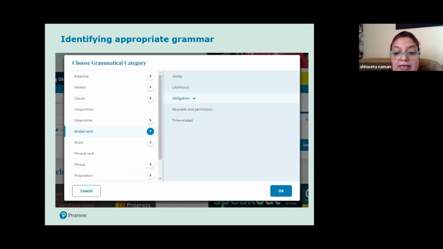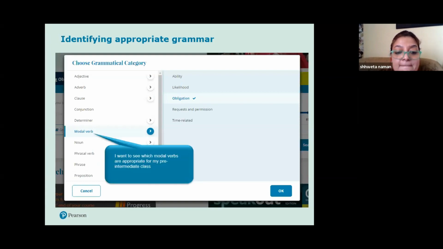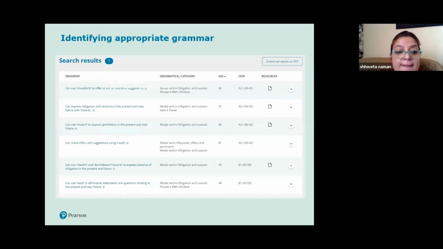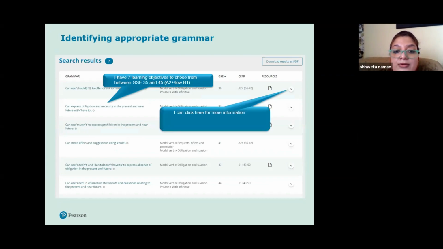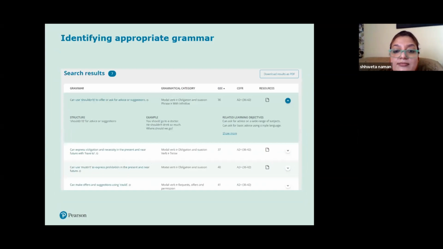So this is about the grammatical category. These are the learning objectives of grammar. You can see that I have 7 learning objectives to choose from, 35 and 45, A2 plus to low B1. How granularized it is now. This is how detailed it is. You can see the details.